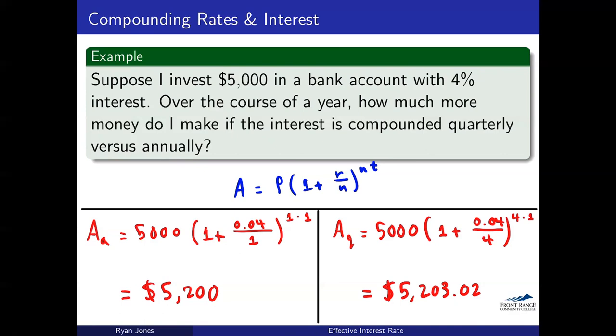It's more money. So here's what I want to ask. And this question here, I'll say it is, we make 5,200 here if I compound annually at 4%.